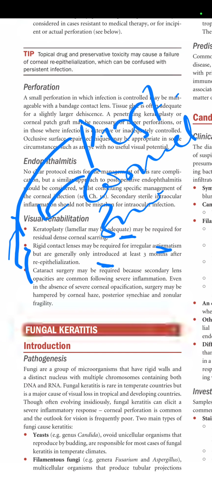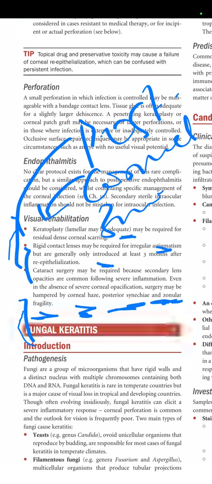Cataract surgery may be required because secondary lens opacities are common following severe inflammation. Even in the absence of severe corneal opacification, surgery may be hampered by corneal haze, posterior synechiae, and zonular fragility. So these are the complications that can be associated with a cataract in a case of bacterial keratitis. So that's it for part 5 of the lecture series.